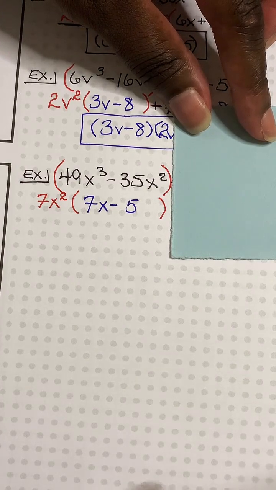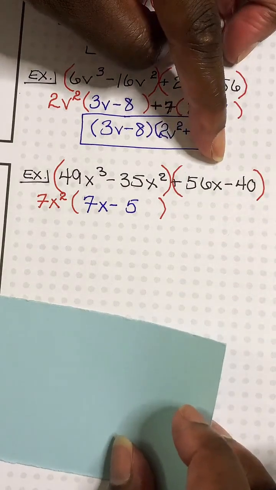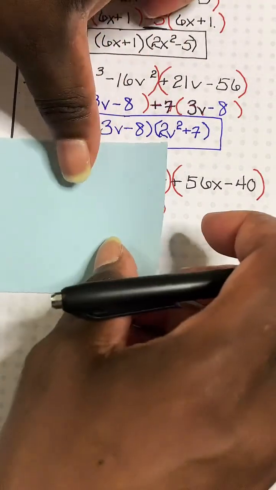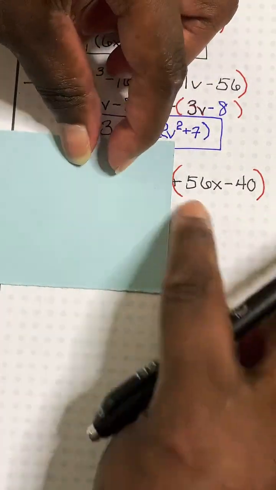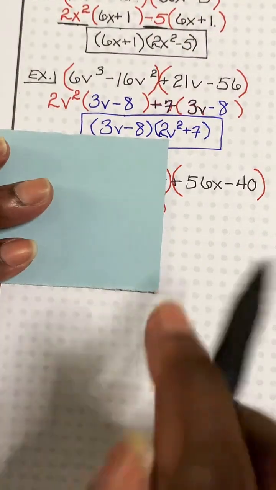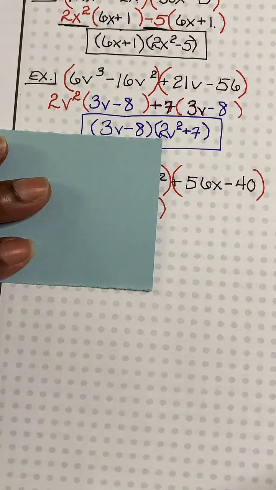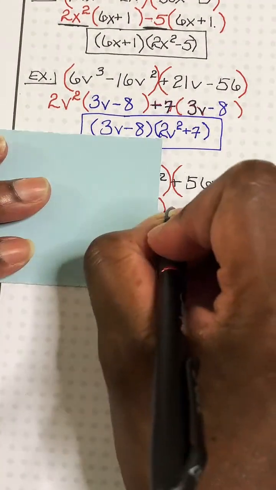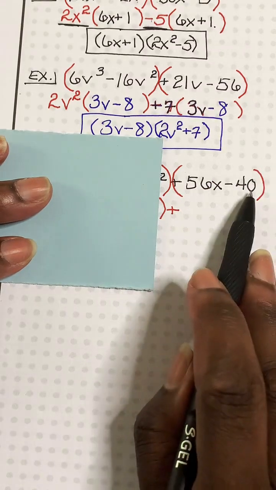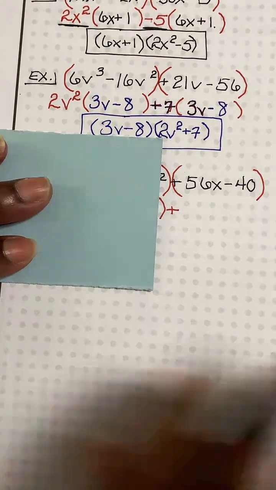So now we're going to use the next parenthesis. So I'm going to cover this up so I can spend all my attention on this. So what number, since it's a positive 56, so I know it's going to be a plus, what number does 56 and 40 have in common?